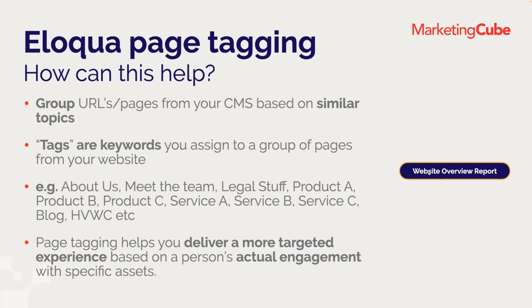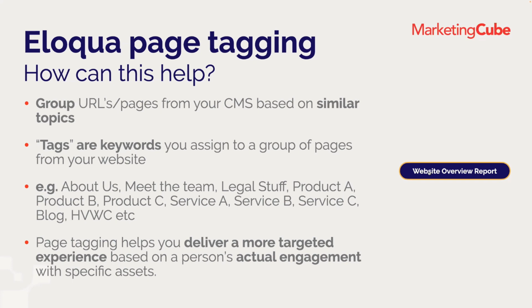Eloqua has been doing page tagging since Eloqua started, I think, pretty much. But the concept is that tags are basically keywords that you can assign to a group of pages from your website. And so most of us will have sections on our website where there might be multiple pages. So if you think about the About Us page on your website, that may be one page, but it could potentially have other links going to other things.